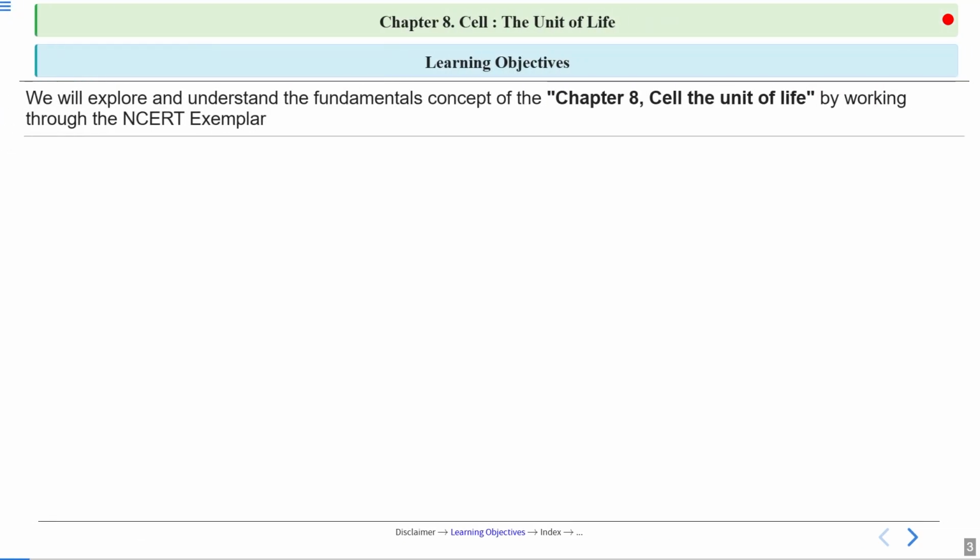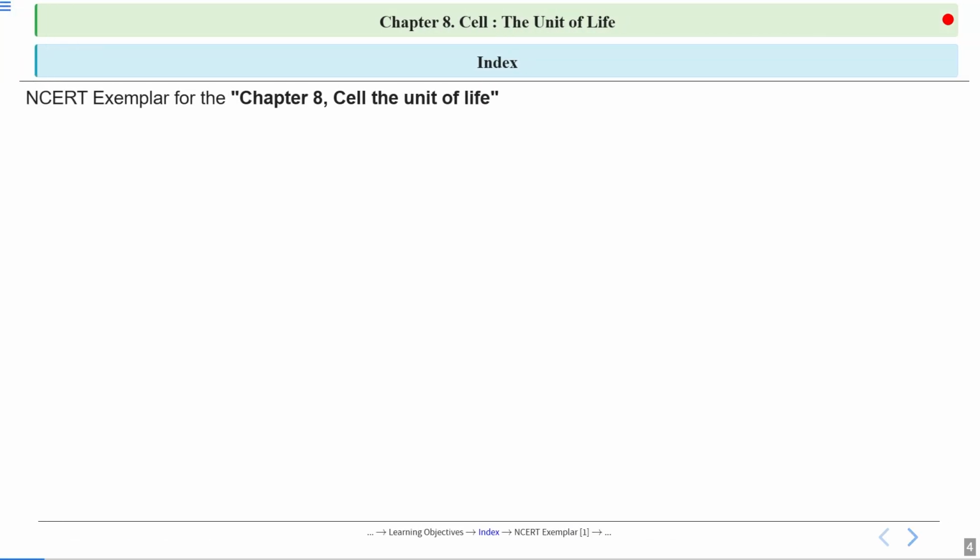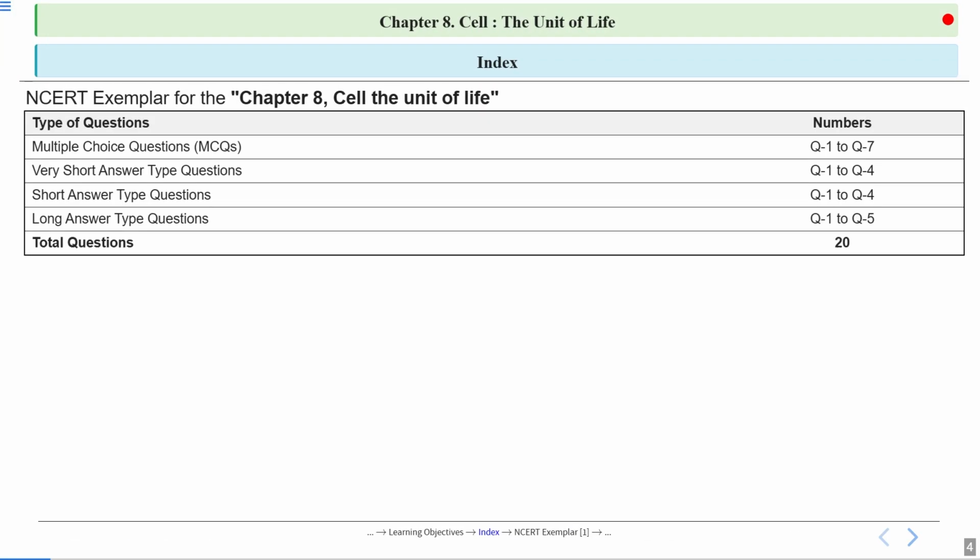So what are the objectives of today's session? Today we will understand the basic concepts related to the chapter Cell the Unit of Life by discussing the NCERT exemplar questions. Okay, so all of these questions are based on certain concepts. We will understand these concepts by discussing these questions.